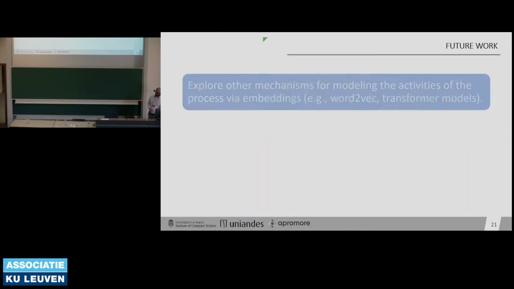So what is our future work? Well, what we expect is to use mechanisms to introduce these new on-scene activities in the predictive models with more precision. Models that are really focused on embeddings of activities, models like word2vec or transformer models.